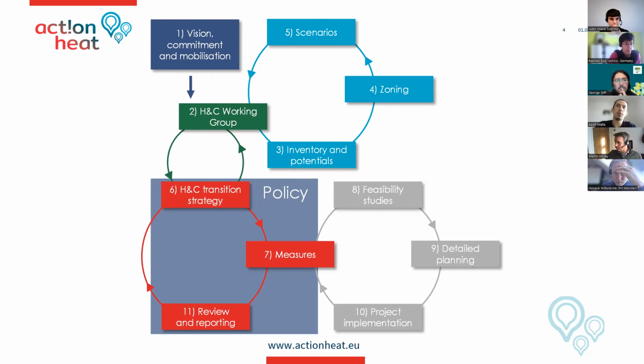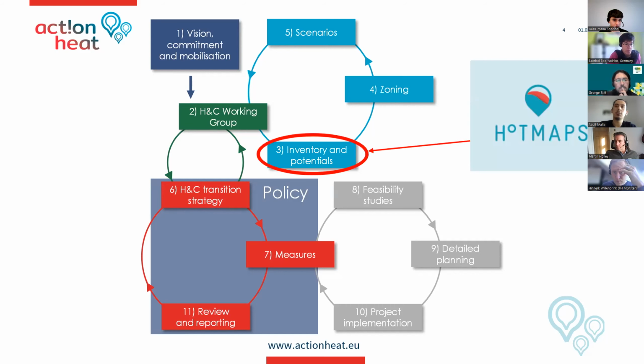So the light blue one on the top is basically what Hotmaps deals with, which is identifying inventory potential. So basically, how the demand in any given region looks, how the existing supply infrastructure is, how it can be further developed, and what the renewable energy potentials are. For instance, how solar PV or solar thermal potential looks in a given region that you're studying. These are the aspects covered in inventory potentials.